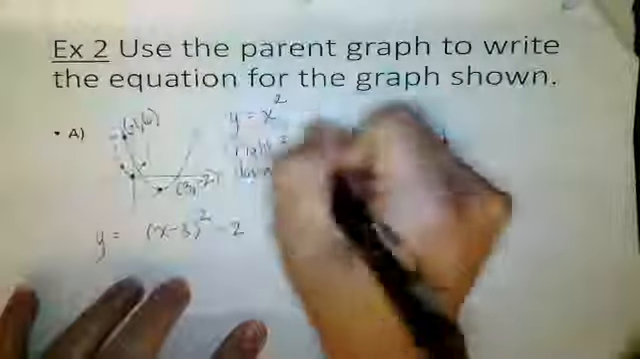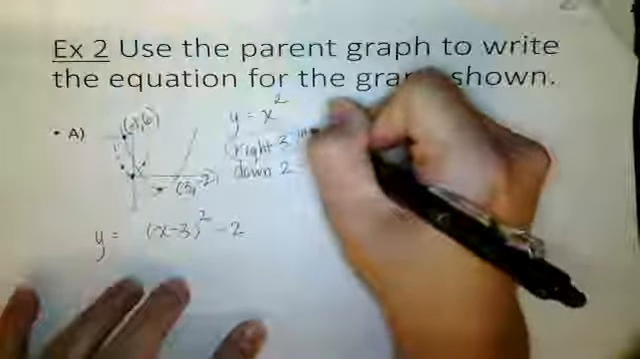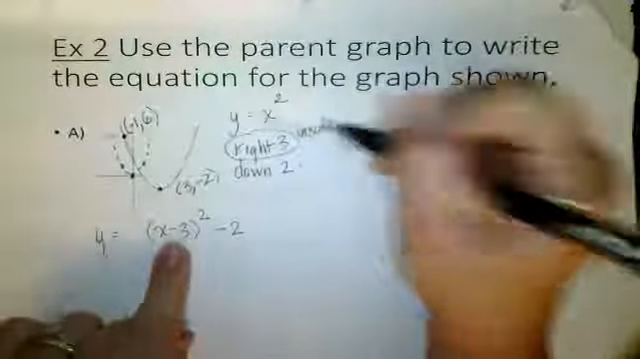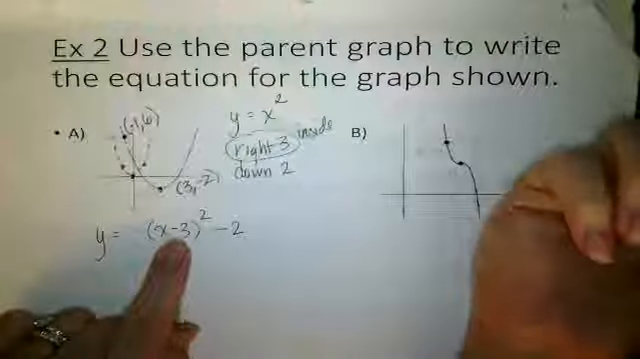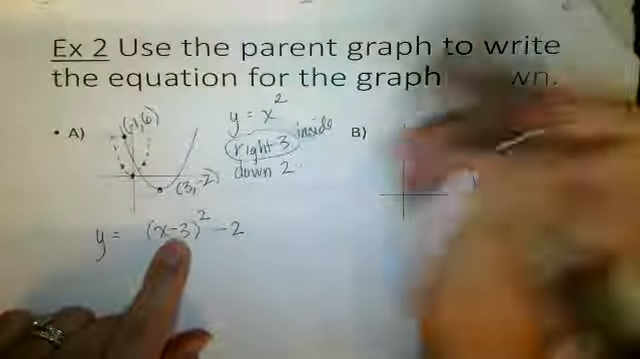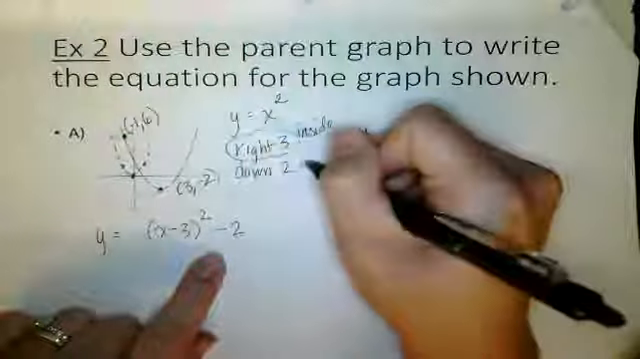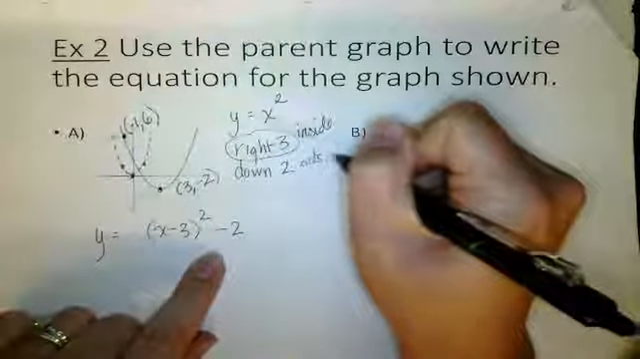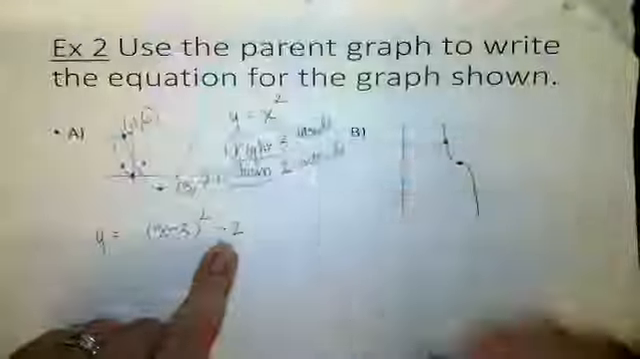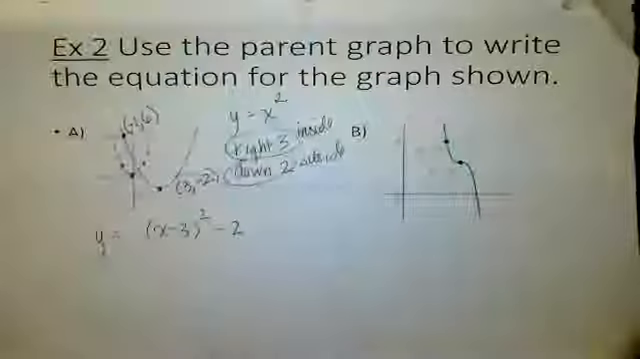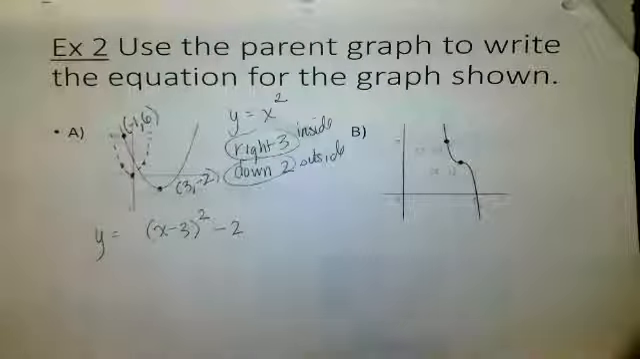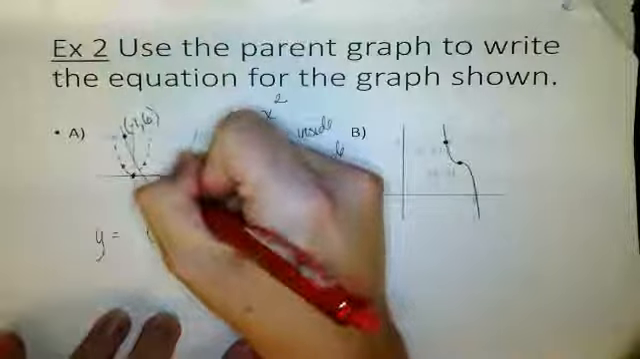Very good. So left and right was an inside value. So inside with x, that's why we needed the parentheses being squared. And if it's up and down, then that's an outside number, which is why we have the down 2 on the outside of our function. So that's really, really good. That took our problem and shifted it right 3 and down 2.